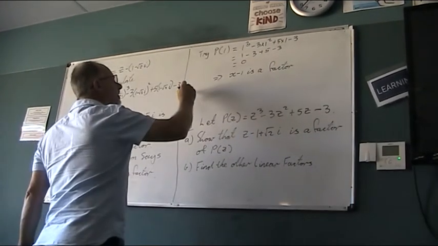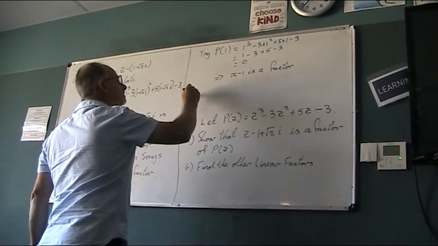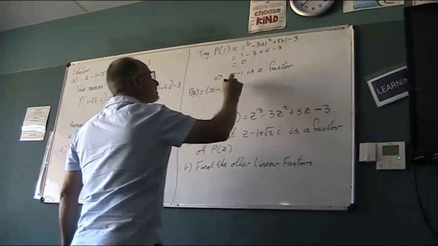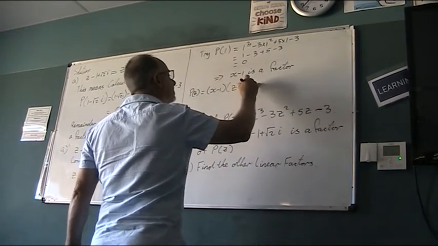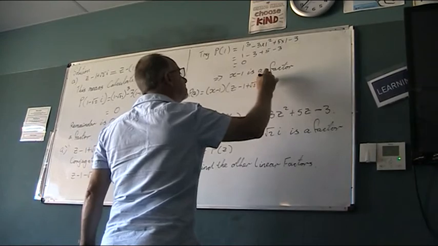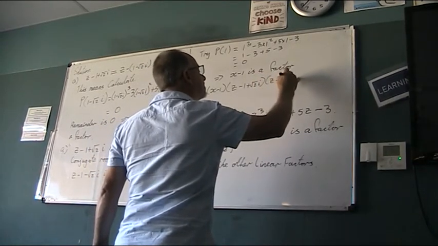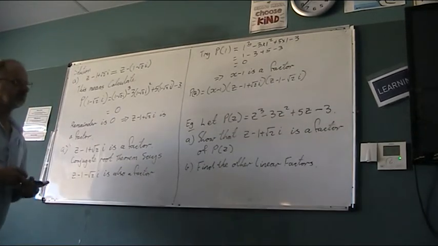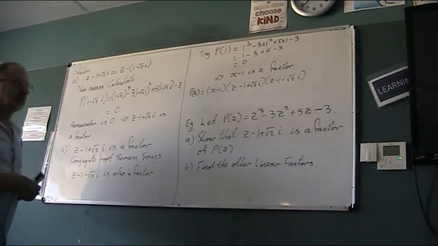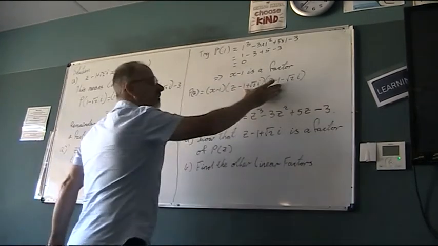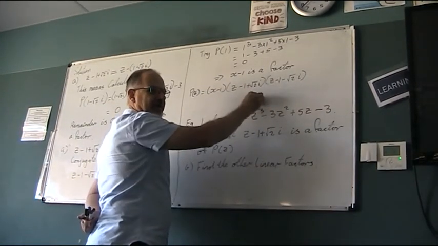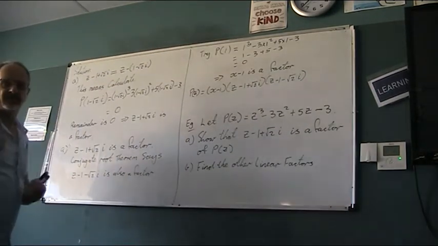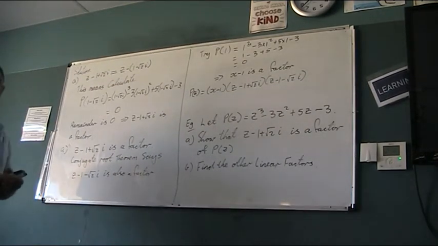And so our polynomial then would be z minus 1, z minus 1 plus root 2i, z minus 1 minus root 2i. Alternatively, you could multiply these out, get your answer, and then divide it into this, but that would probably be more work.